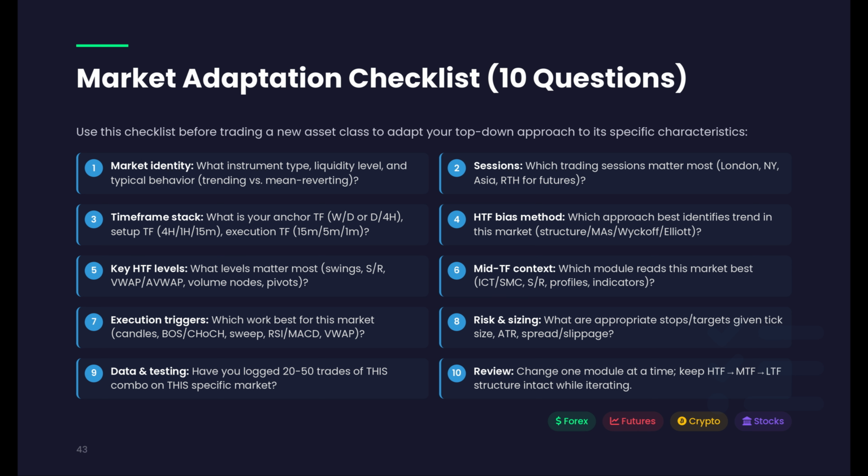Question 3. What's my time frame stack for this market? The 4-hour, 15-minute, 5-minute configuration works brilliantly for Forex intraday trading, but will it work for a slow-moving commodity or a volatile cryptocurrency? Adjust your stack to match the market's pace. Question 4. How will I determine bias on the higher time frame? Will you use market structure, moving averages, Wyckoff phases, Elliott wave, or ICT liquidity mapping? Choose one method that aligns with this market's behavior and your trading style.